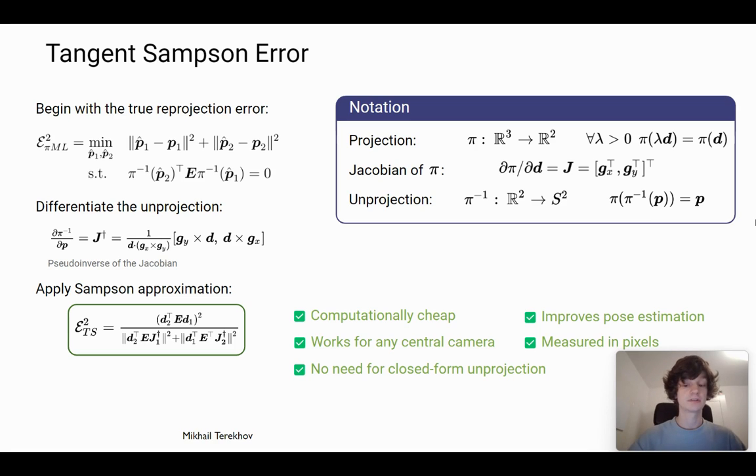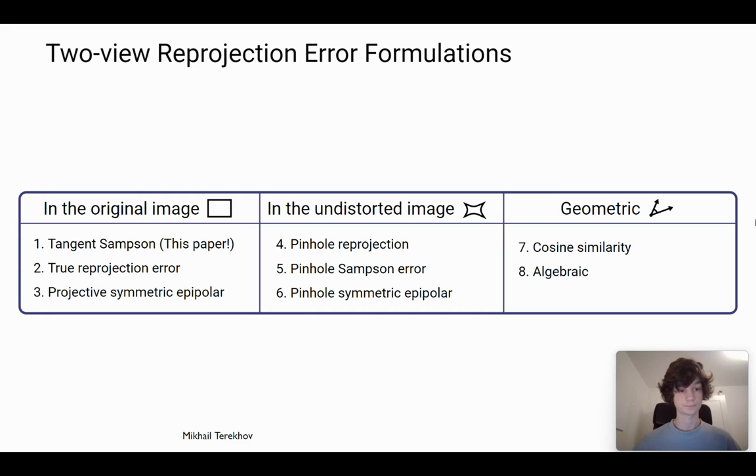It works for any central camera. The only thing that we require here is this mapping P, that it is differentiable, and nothing much else. Next, the error is measured in pixels, which makes it convenient for us to set thresholds, for example, in RANSAC. And finally, it doesn't require a closed form unprojection function.